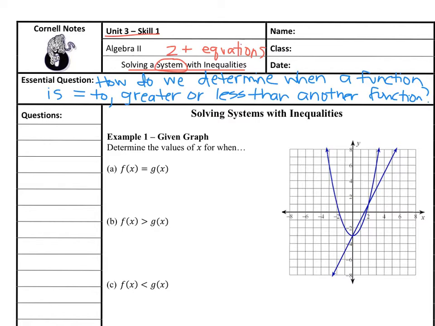So essential question: how do we determine when a function is equal to, greater than, or less than another function? Pause the video and write that down. All right, example number 1, let's jump right in.